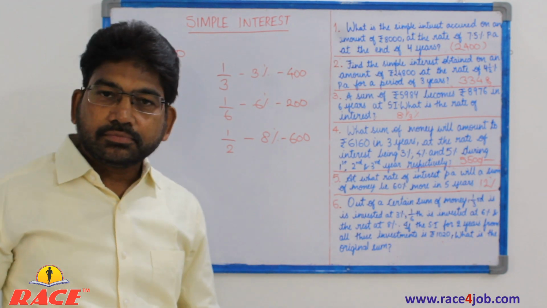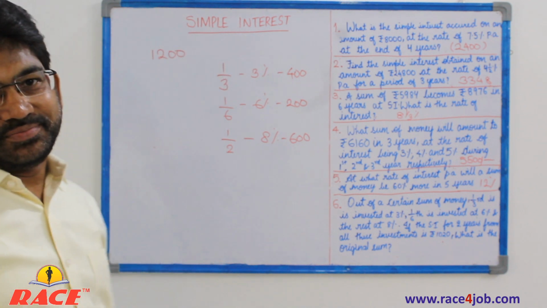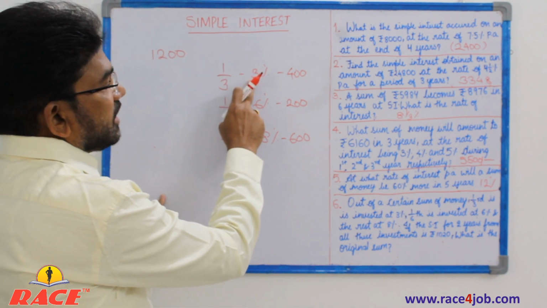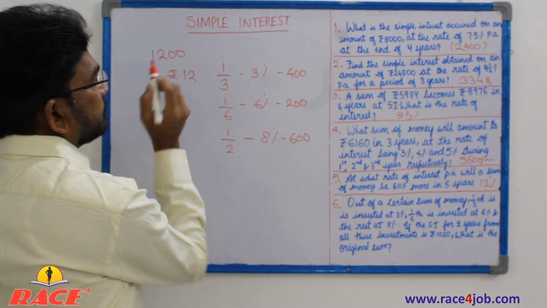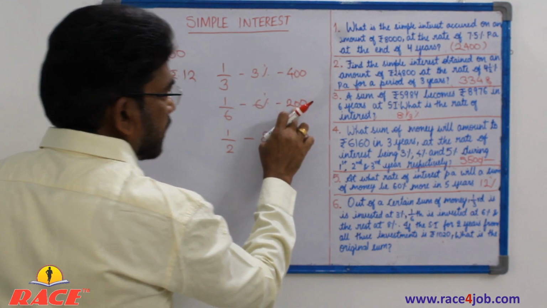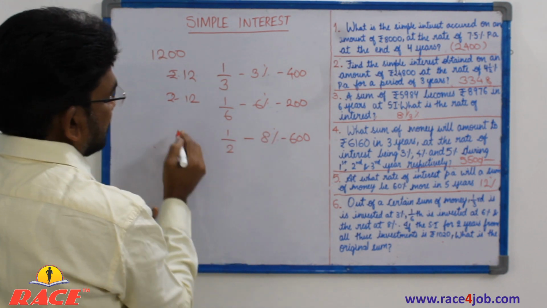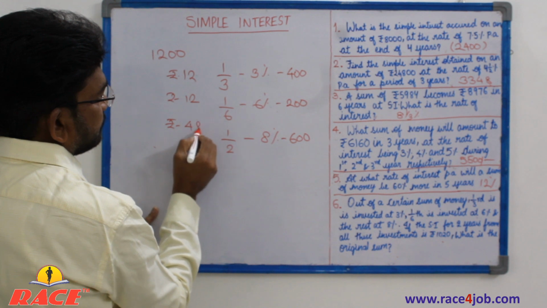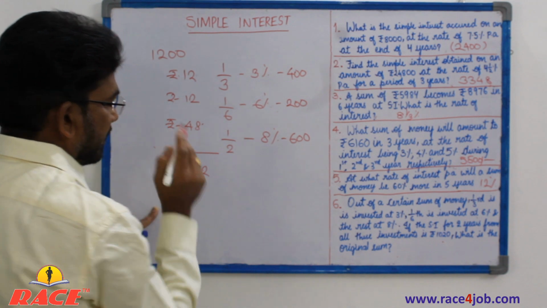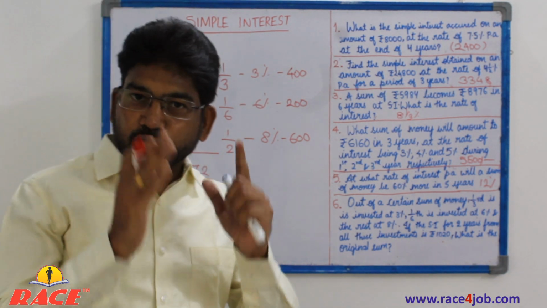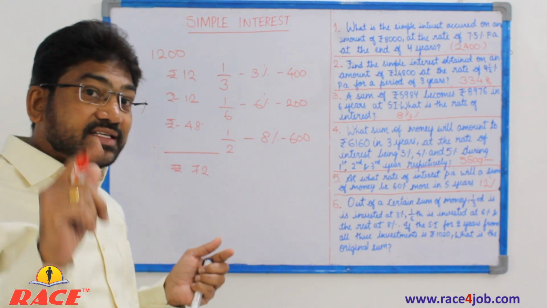Okay, let us see. If we assume 1,200 is the sum, how much interest do we receive? 3% on 400 means 12 rupees. Then 6% on 200, again 12 rupees. And 8% of 600 is nothing but 48 rupees. So in total this is 72 rupees interest. Understand, if we assume 1,200 rupees as the principal, we receive 72 rupees as interest. This is in 1 year.